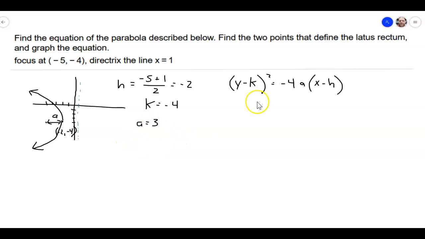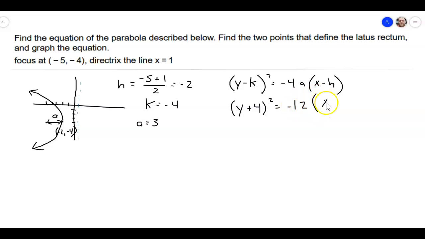All right, so once we have that, I can plug all of this in here. So we're going to have y minus -4. Remember, k goes with the y value. So that's going to be +4, is equal to -4 times a, which is -12.